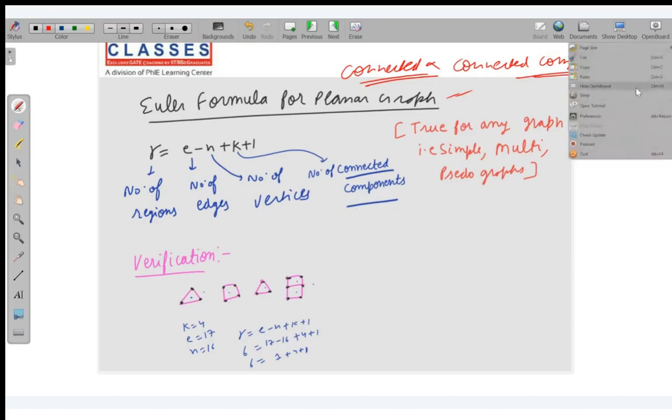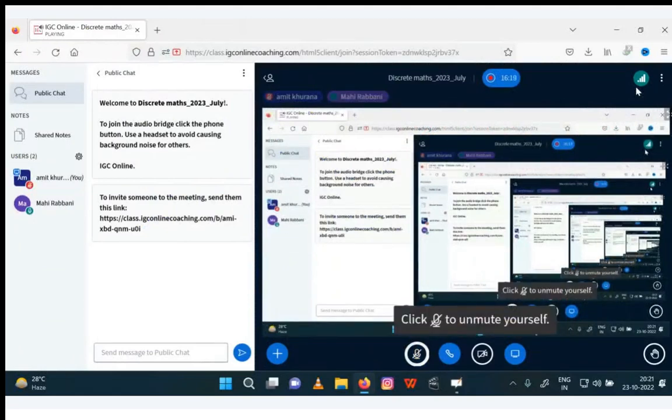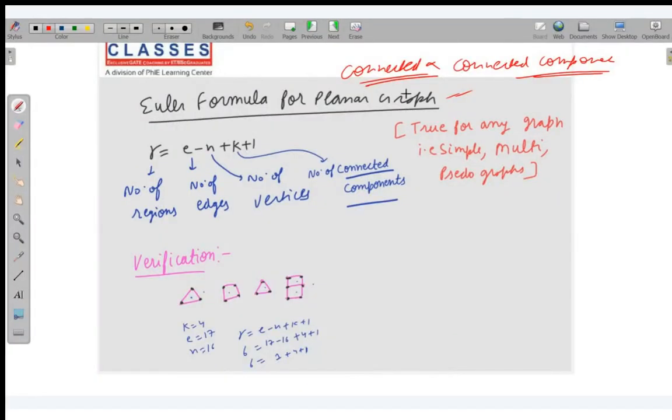So what it is saying, okay, just a second. Yeah, so the Euler formula for a planar graph. Connected is not there, so we will say connected components are there. What is the formula? R is equal to E minus N plus 2 was there. Now here we have K plus 1. So you can put K equal to 1 if the graph is connected. Our formula will be R is equal to E minus N plus 2 only, which we studied in the previous slide. So this is a more general formula. If we have a connected graph, K will be equal to 1.